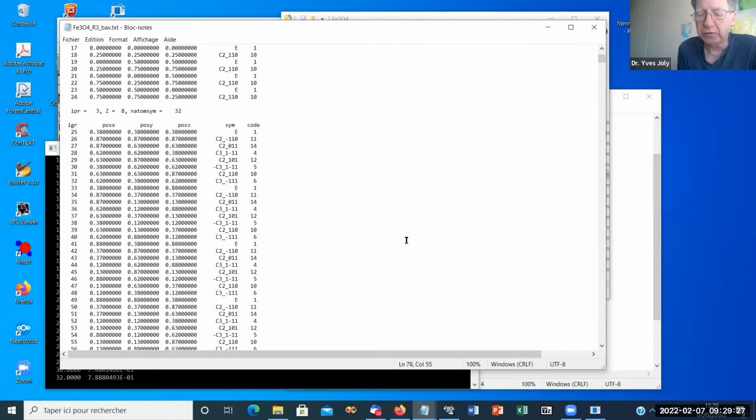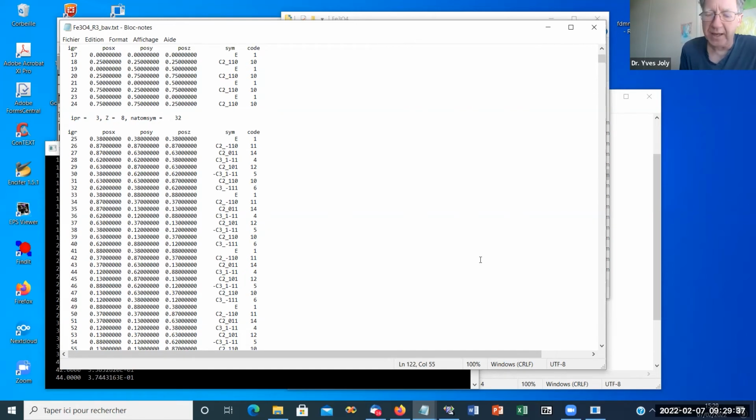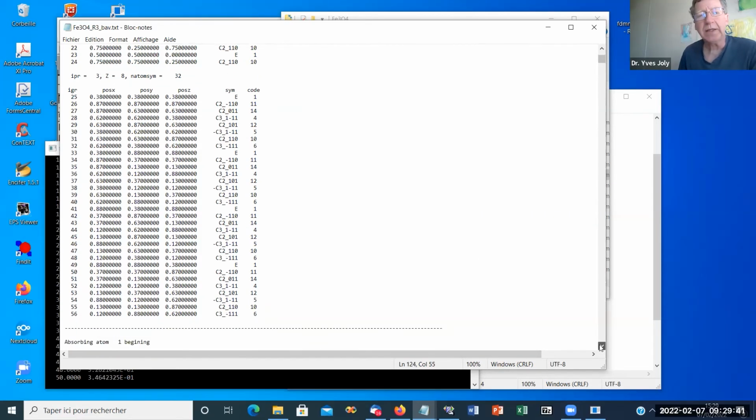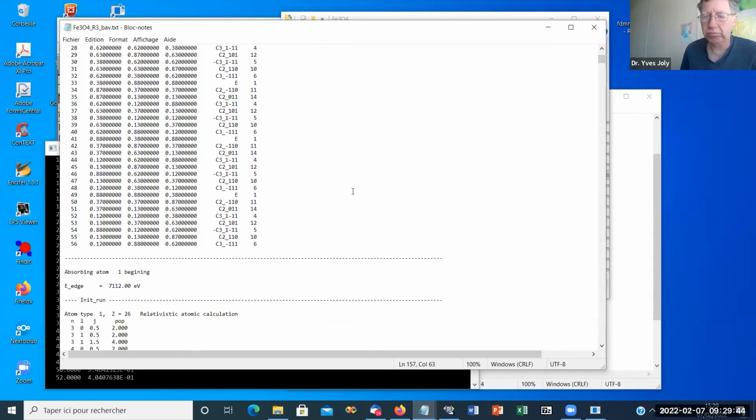I show that because when I make a new calculation, I always check this part to be sure that I didn't make some kind of mistakes. And the most important thing, in fact, to check is a bit further.